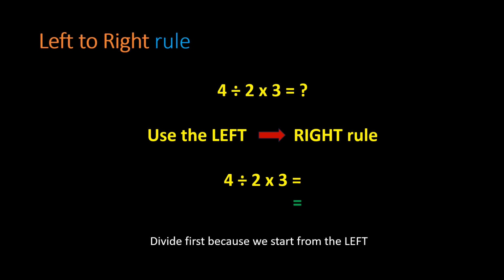This is when we use the left to right rule. So for the equation 4 divided by 2 times 3, which one do we do first? Well, using the left to right rule, we do the one on the left first. So 4 divided by 2 is 2, times 3, and we get 6.